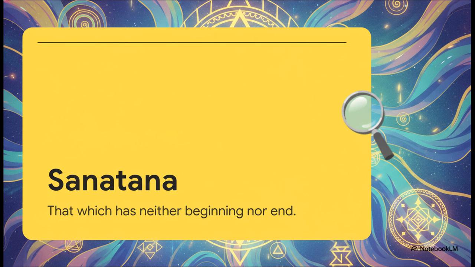Because of that, the text argues that anything truly Sanatana cannot be sectarian. It's not locked to a specific group of people or a certain geographical region or a particular era in human history. It is 100% universally applicable to all living entities.